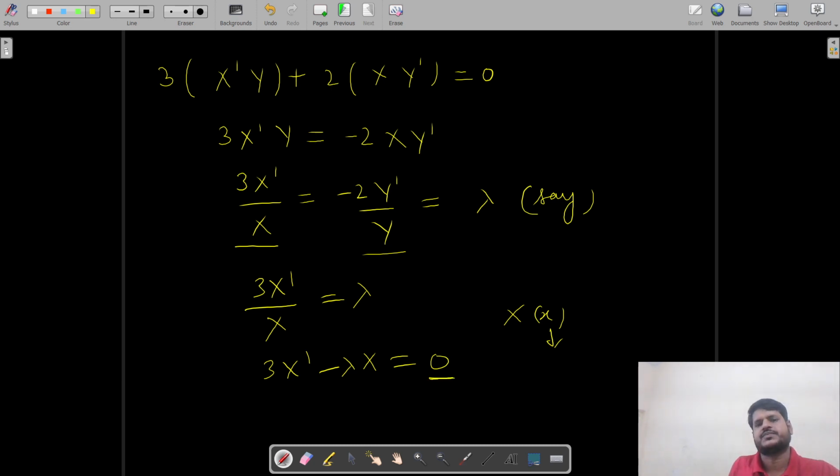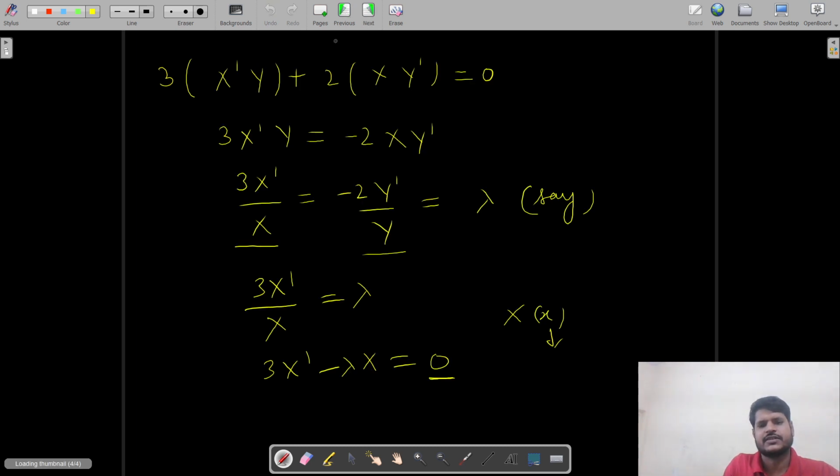Because this is 0, there is 0 here, therefore it is homogeneous. Now we will solve it. It's very simple, right? Now how will we solve? Let's start. We can write 3 capital D minus lambda of X equal to 0, you can say, right?